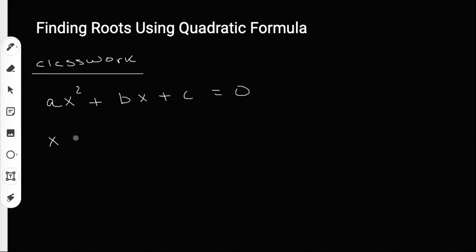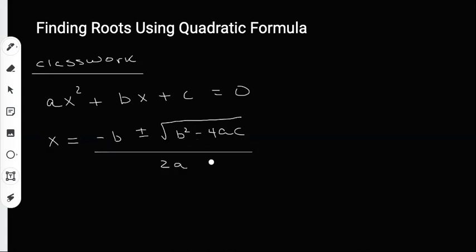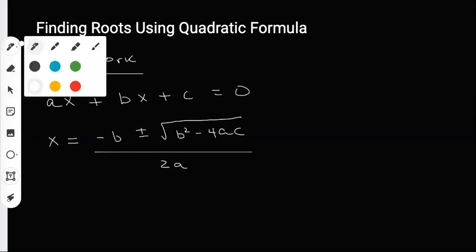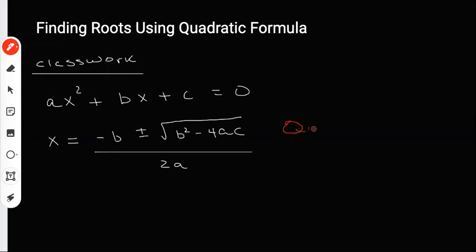And the quadratic formula is going to be x equals negative b plus or minus the square root of b squared minus 4ac, where everything is divided by 2 times a. So this is the quadratic formula. And we're going to be using this to solve two problems where we need to find the roots of the quadratic polynomial.